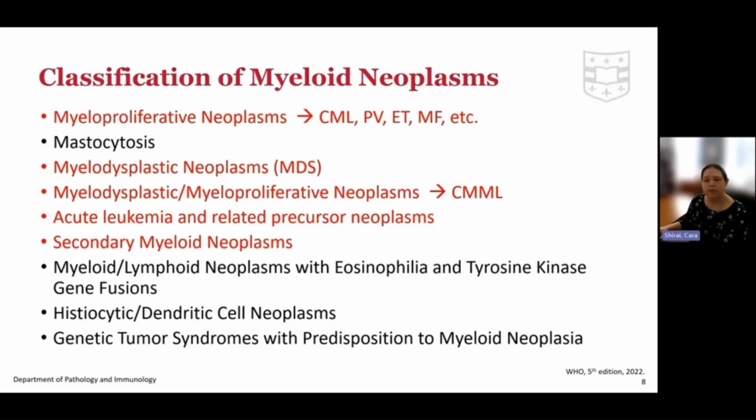Myelodysplastic neoplasms, previously called myelodysplastic syndromes or MDS, are the most common myeloid malignancy, typically affecting elderly patients and having a propensity for transformation to acute myeloid leukemia. Myelodysplastic myeloproliferative neoplasm have aspects of both myelodysplasia and myeloproliferation. CMML is an example. Acute myeloid leukemia and secondary myeloid neoplasms can also be frequently seen, especially if you have a large cancer center like we do.